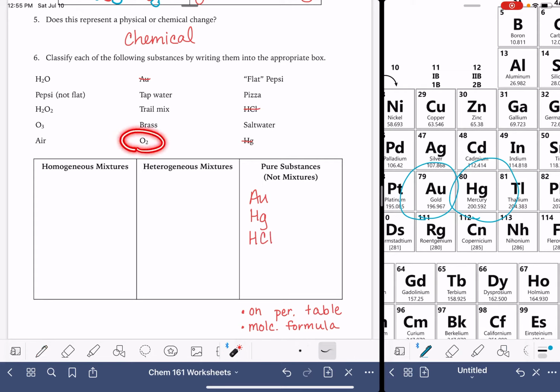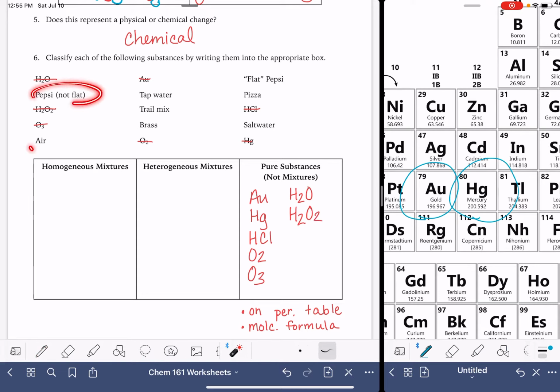This is another type of a molecular formula. So that little 2 is letting us know that we have 2 oxygen atoms like that. So there's that. And there's another one, O3, and we have another one, H2O, and another one, H2O2. So those are all pretty easy to figure out.